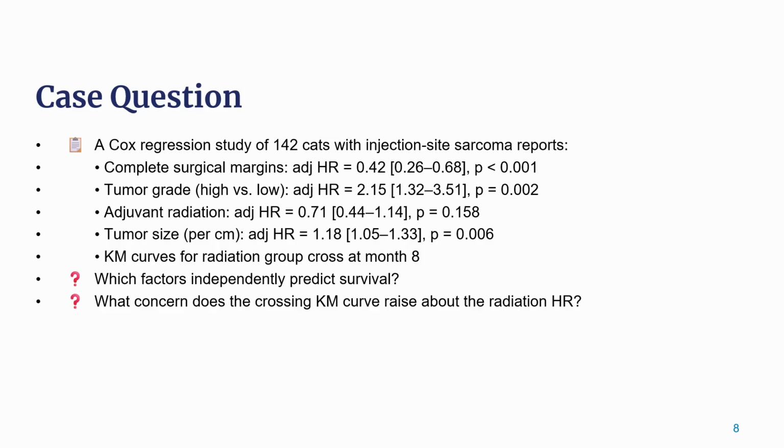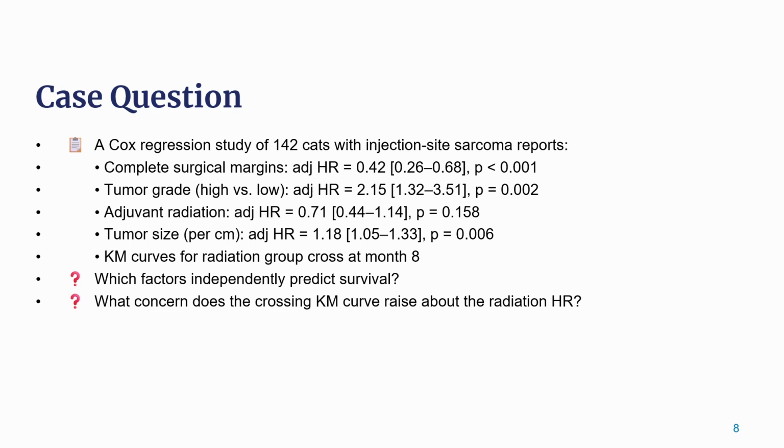Now the crossing Kaplan-Meier curves for radiation at month 8. This is a red flag. The HR of 0.71 is averaged over the entire follow-up. But if curves cross at month 8, the radiation group may actually do worse early and better late, or vice versa. A single HR conceals this.